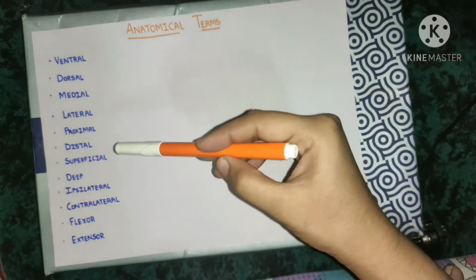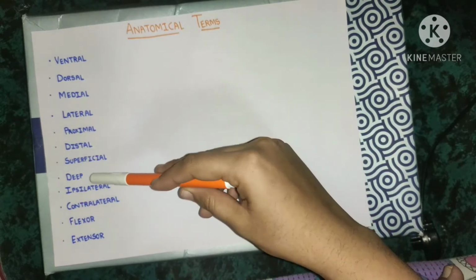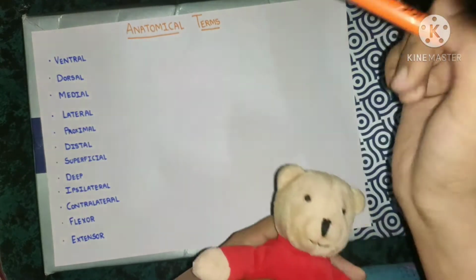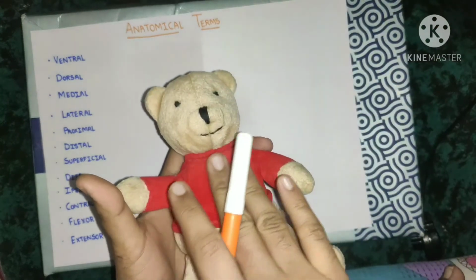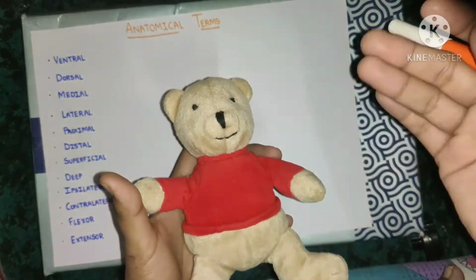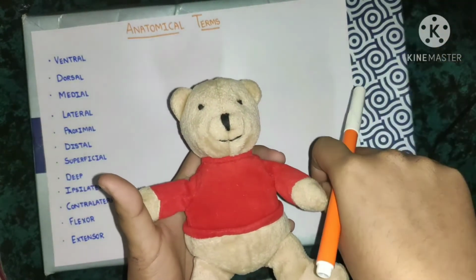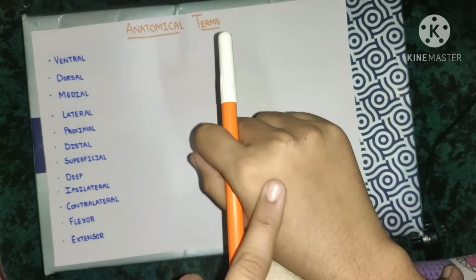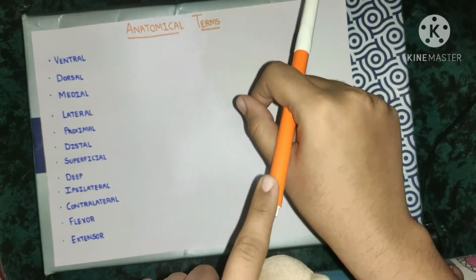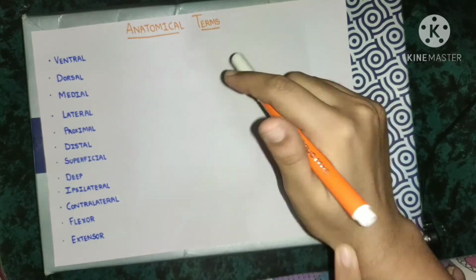Now there are two more terms, superficial and deep. What is this? Superficial is the part which is close to the body surface and deep is the part which is away from the body surface. Our skin is superficial whereas our heart and lung are located deep.